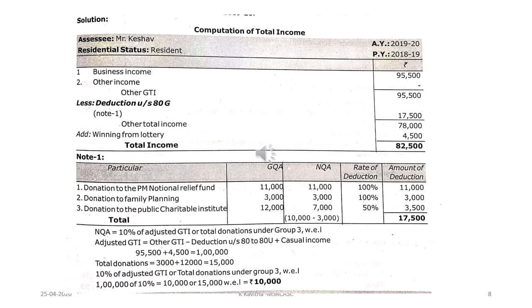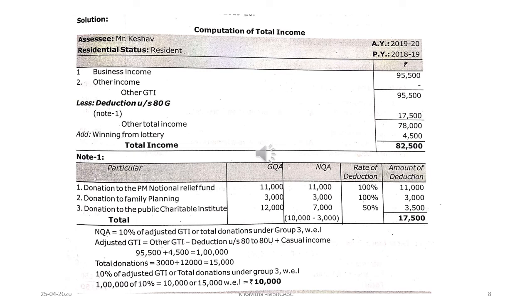So 10% of 1 lakh, that is 10,000, or the actual amount that you have donated. You have donated 3,000 towards family planning. Look at the gross qualifying amount column. Family planning 3,000 and public charitable institution 12,000. So total it is 15,000. So 10% of 1 lakh, that is 10,000, or 15,000, whichever is less.